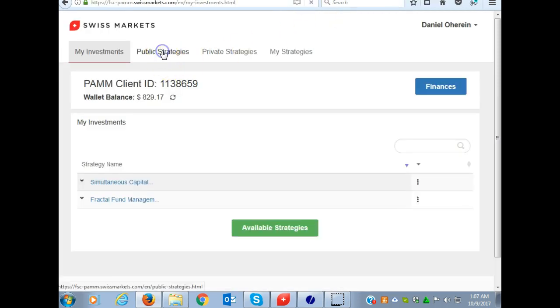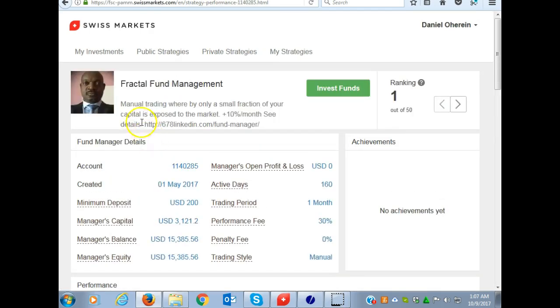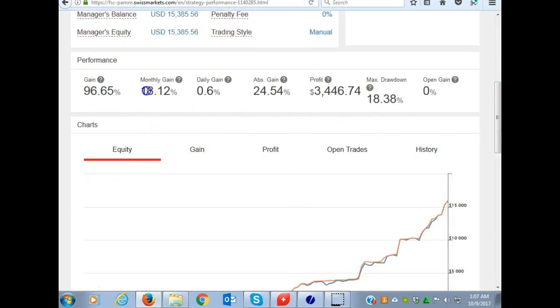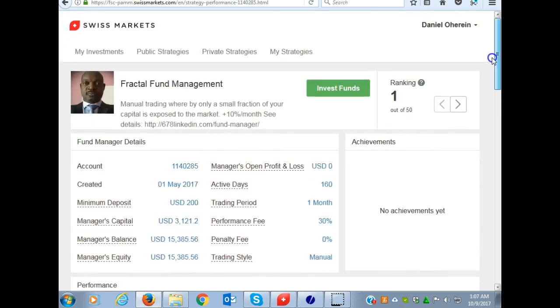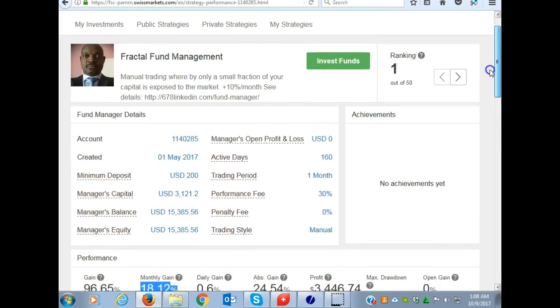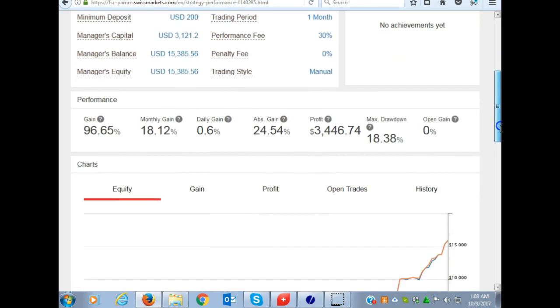I want to quickly go there again. The strategy is saying, this is the strategy, we are able to return 10% per month for all people who invest to follow the strategy. You can see we are actually returning 18% since we have been trading from the 1st of May 2017. Okay, but the promise is we will return 10% per month. So now this is for you if you are following the strategy.